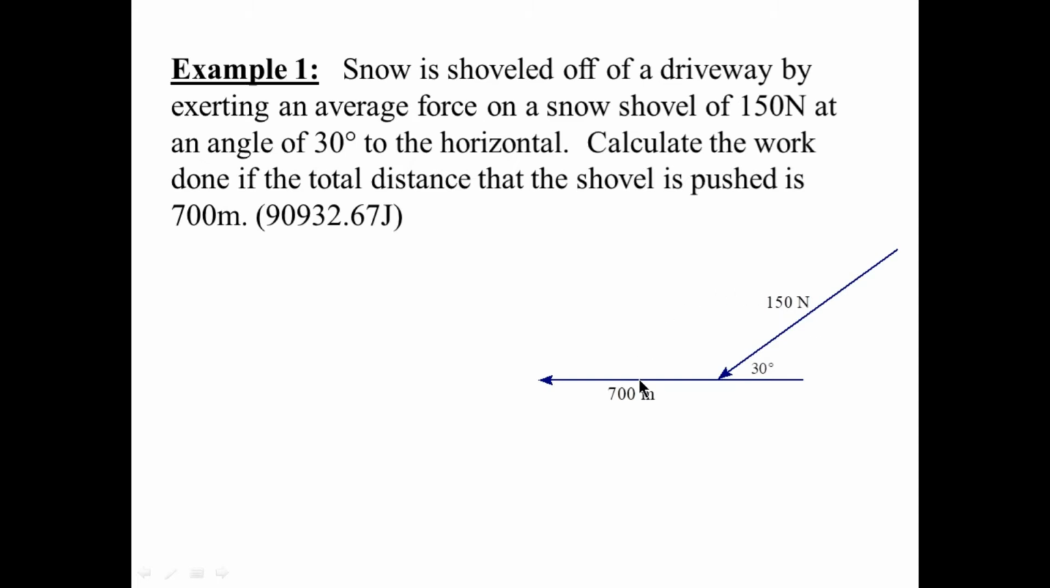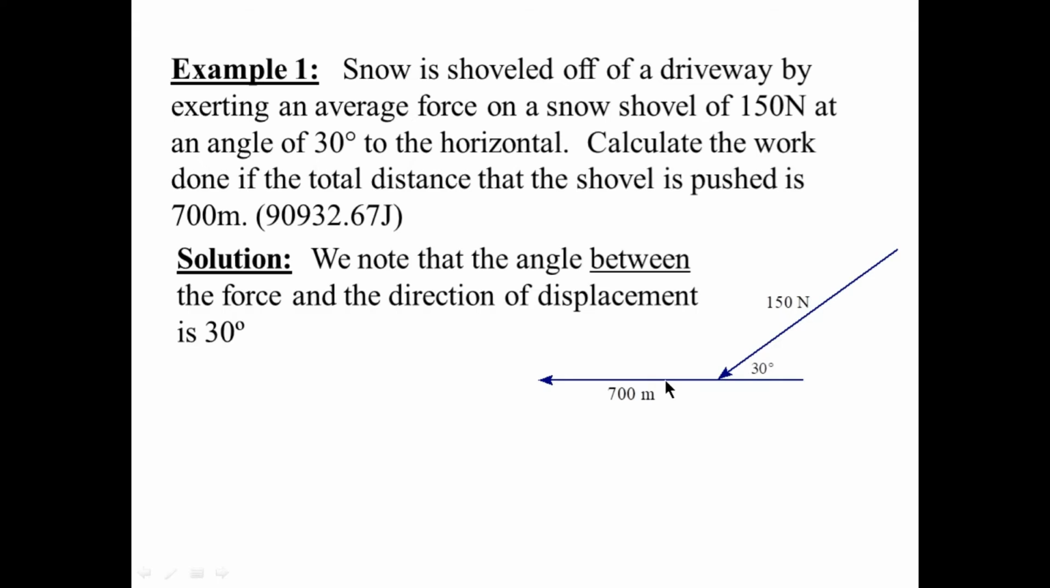So we have to calculate the work. So we need the dot product between these two vectors. Solution: we note that the angle between, and I've underlined the word between, the force and the direction of displacement is 30 degrees. But it kind of looks from the diagram like it might be 150 degrees, because I can see 150 degrees here, the supplement of 30, that exists between the 700 meters and the force pushing down at 150 newtons, excuse me. So the thing is this.